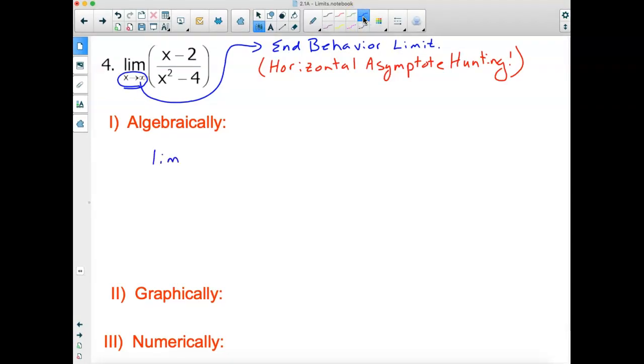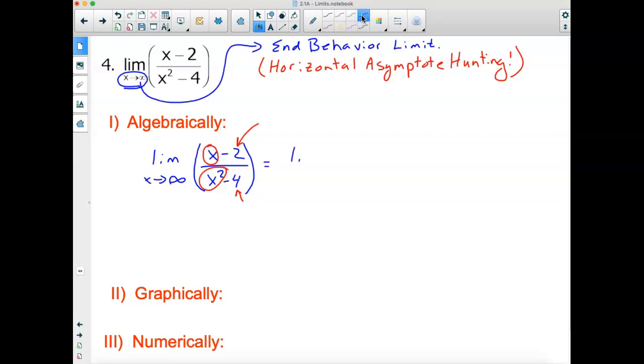The limit as x goes to infinity of x minus 2 over x squared minus 4. Well, think about this. When we were horizontal asymptote hunting, we were looking for powers of the numerator, powers of the denominator. If I plugged in infinity for that x, if I take 2 away from it, is that 2 doing anything to it? Absolutely not. Same thing, if I put infinity in here and I squared it and I took 4 away, is that really doing anything to it? Absolutely not.